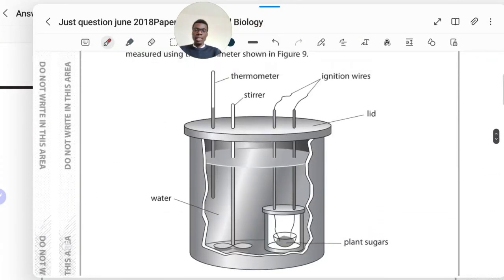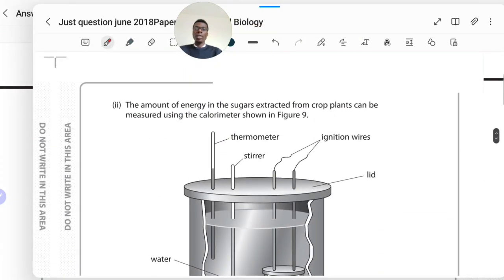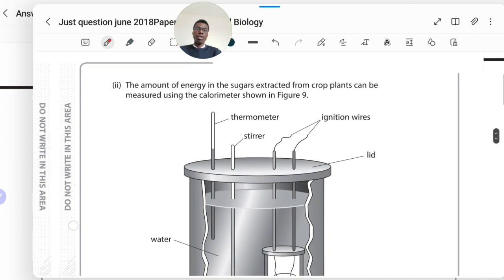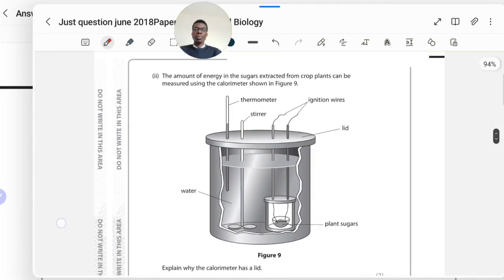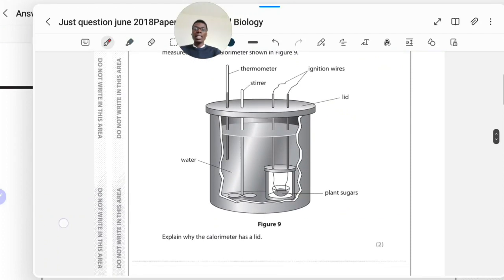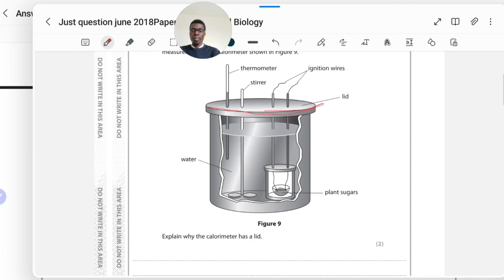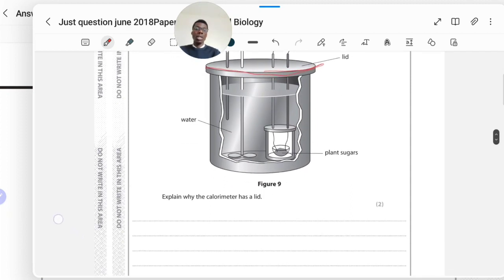Next question says that the amount of energy in the sugar extracted from crop plants can be measured using a calorimeter, all right, shown in this picture here. Let me zoom in on that bit. So, explain why the calorimeter has a lid. I mean, why does it have this? Is this needed or not? Think. It's a 2-marker question.